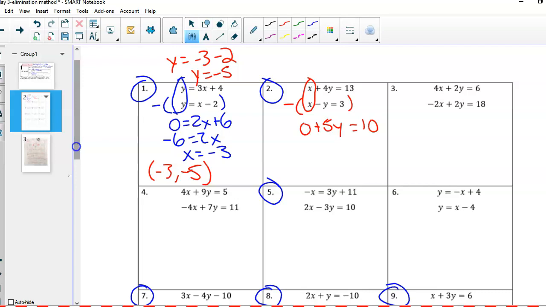We are subtracting this equation from this equation. So, I said that backwards. We're subtracting the equations. This 0 is not needed. What is y? y is 2.